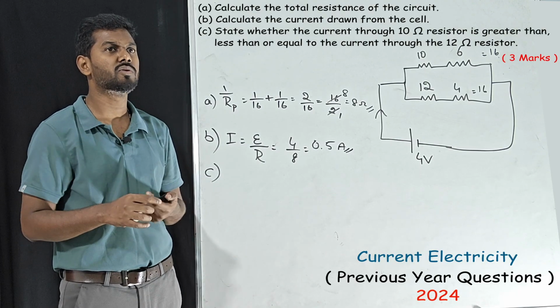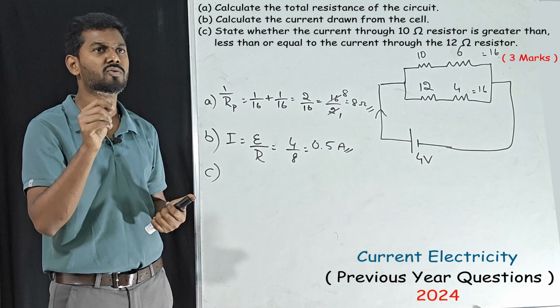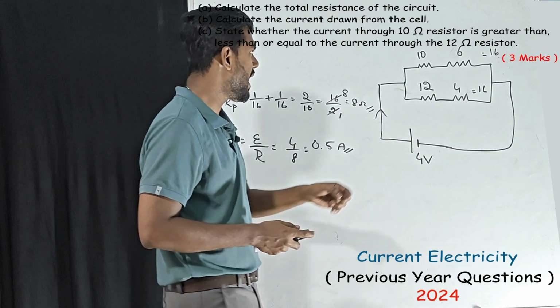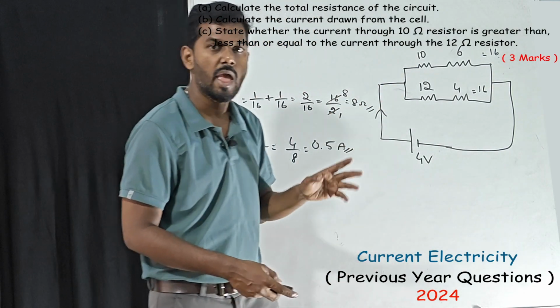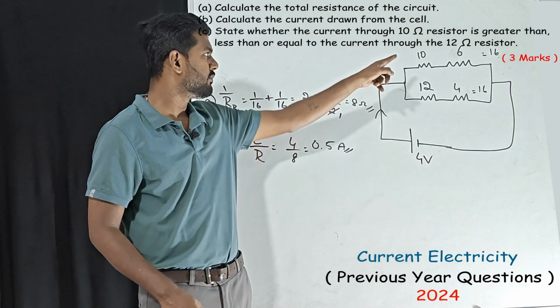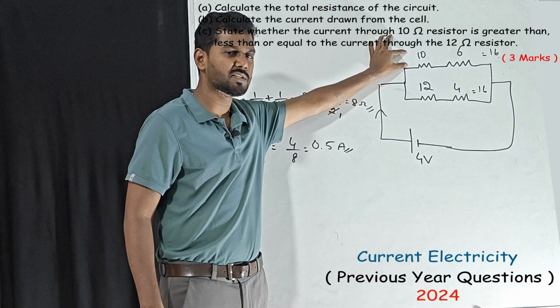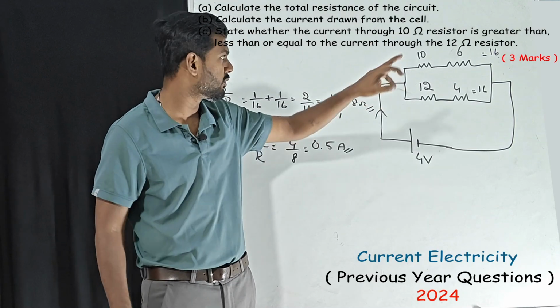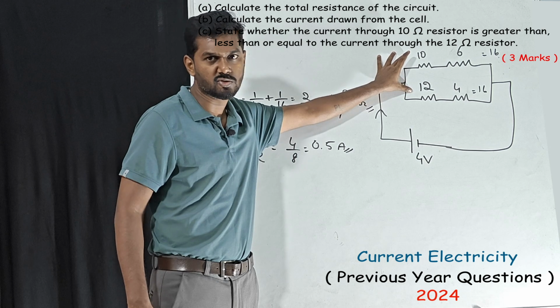State whether the current through the 10 ohm resistor is greater than, lesser than or equal to the current through the 12 ohm resistor. We have two resistors. We are talking about 10 ohm and 12 ohm. Actually speaking, current will be more in the resistor which has less value. So the 10 ohm resistor and the 12 ohm resistor, they are talking about only these two. They are not talking about 6 and 4. They are talking about only these two, right?